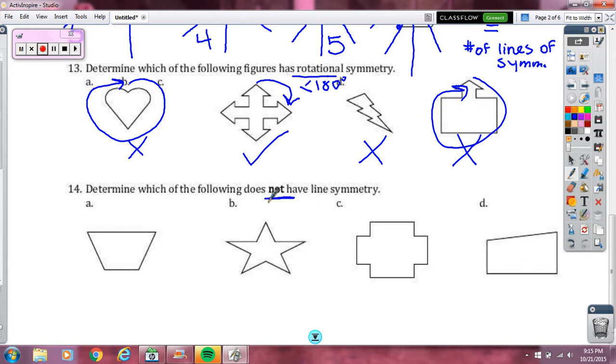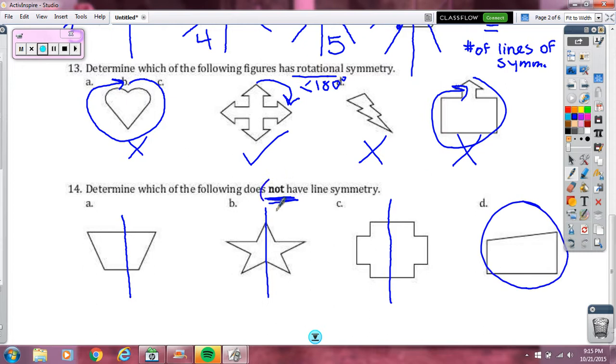Which of the following does not have line symmetry? Let's start drawing some lines. That one, I could divide in half. That one, I could divide in half. That one, I could divide in half. But this is kind of an irregular shape. There's no way for me to divide it exactly in half. So that's the one that does not have line symmetry.